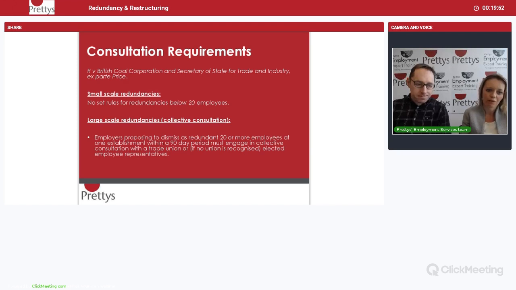What we just need to be aware of is where we have redundancies where there are fewer than 20 employees at risk of redundancy, which we've termed small scale redundancies. You may not consider them to be small scale if you've got 19 employees, but still. What we do have to be aware of is potential collective consultation for large scale redundancies. We've set out the test there: employers proposing to dismiss as redundant 20 or more employees at one establishment within a 90-day period must engage in collective consultation with a trade union, or if there's no trade union, recognised elected employee representatives.